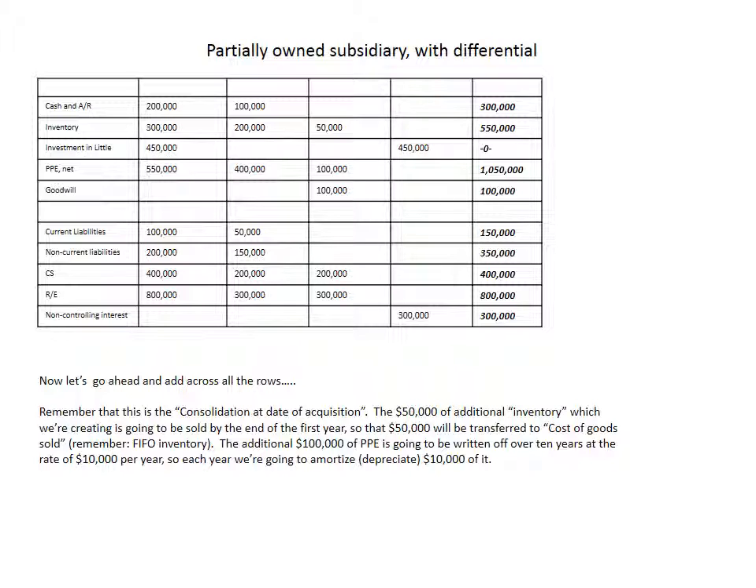So we're going to allocate or write up Little's inventory by $50,000, and then at the end of the year we're going to say, hey, that's been sold, and we'll transfer it to cost of goods sold. Similarly, the property, plant, and equipment is going to be increased by $100,000. That has a finite life of 10 years, so it's going to be amortized or written off over 10 years by an annual adjustment to depreciation expense of $10,000.